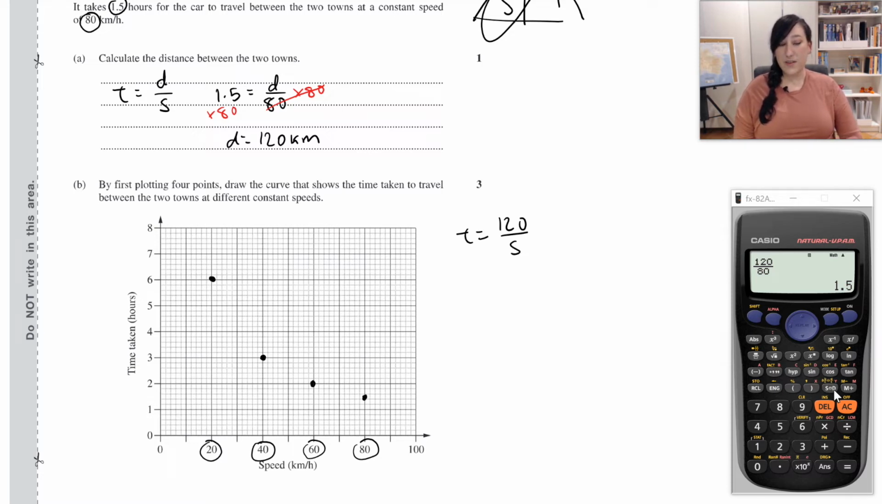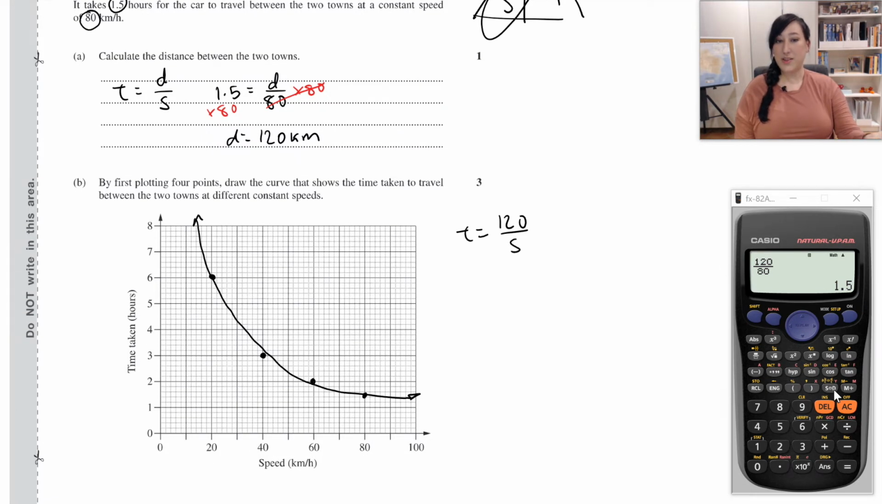This is inverse variation, which graphs a hyperbola shape. This type of graph does not touch either the vertical or horizontal axes. It'll look something like this. And that will be our answer. Let's go to question 34.